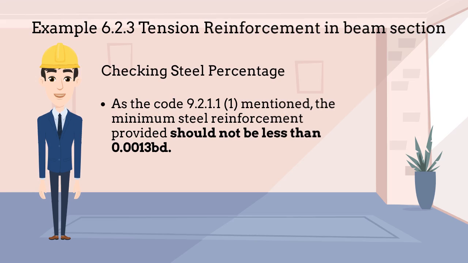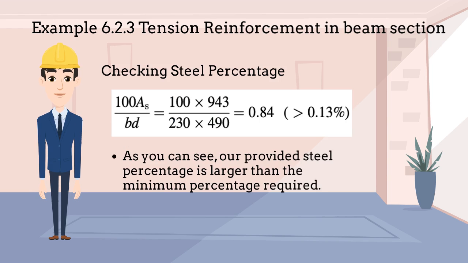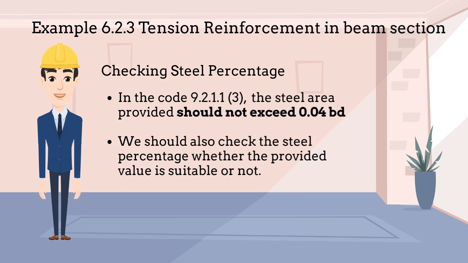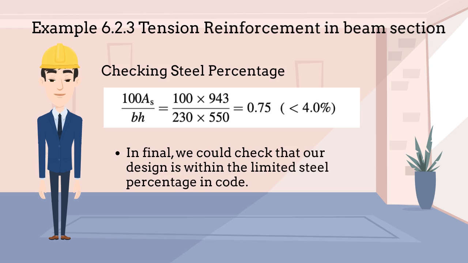As the code mentioned, the minimum steel reinforcement provided should not be less than 0.0013 BD. As you can see, our provided steel percentage is larger than the minimum percentage required. The code has also reminded that the steel area provided should not exceed 0.04 BD. We should also check whether the provided steel percentage is suitable or not. Finally, we can confirm that our design is within the limited steel percentage in the code.